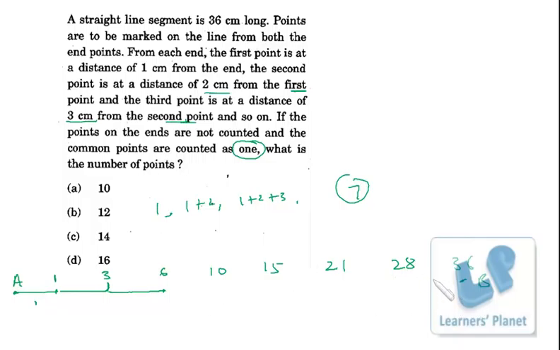So 1, 2, 3, 4, 5, 6, 7 points from this side, right? Similarly, we mark 1, 3, 6, 10, 15, 21, 28, 36 from this end, and once again we'll be getting the same 7 common points. Again 36 will be over here, so we are not going to count them, right? So in all we are having 14 points, but one more condition is there. The common points are counted as 1. That means if while marking these points 1, 3, 6, 10, 15, 21, 28, 36 from this way and the same from this way, any points are coming on a common point, then we need to treat them as 1 only.